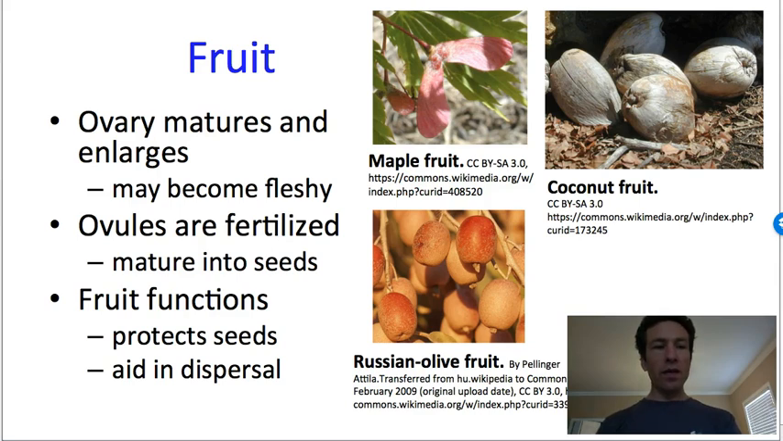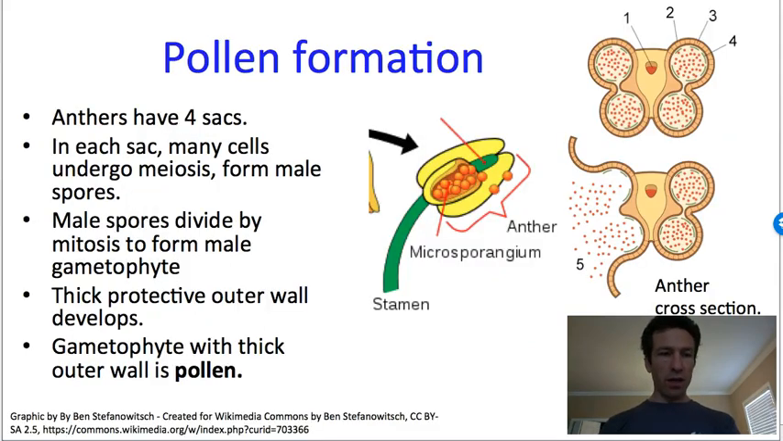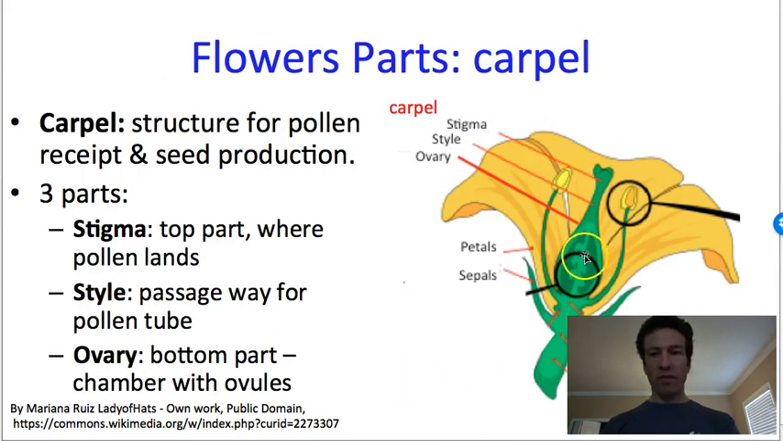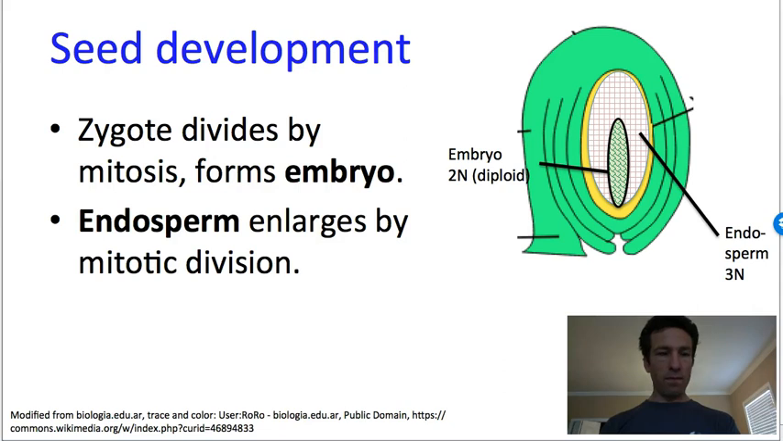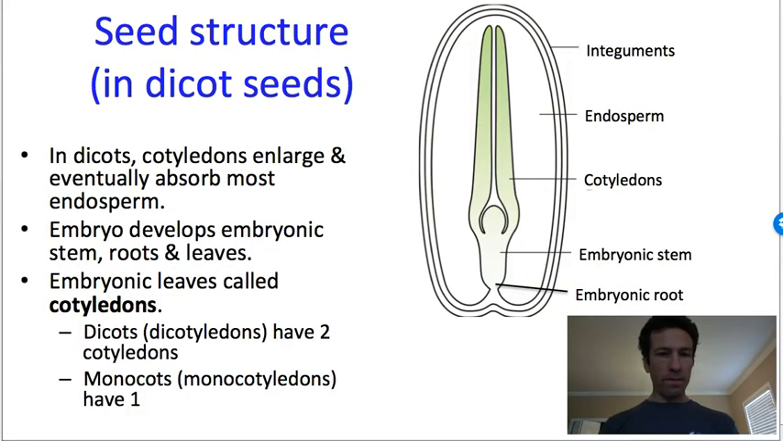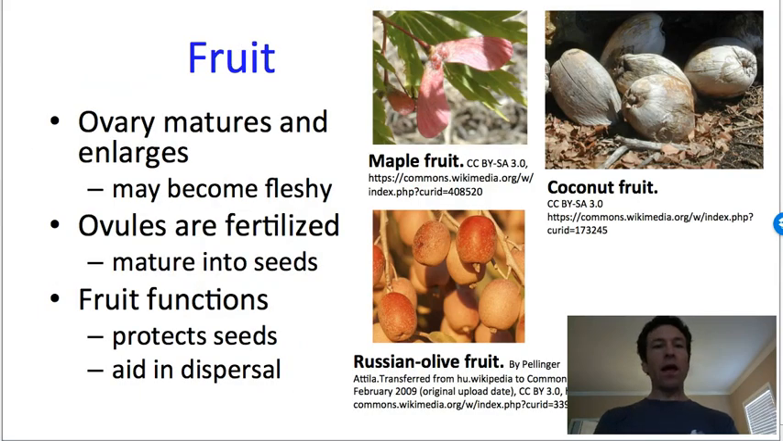While the seed is maturing, the ovary around it is also maturing. So if we come back up to a diagram of the flower, remember the ovule's inside here, and it's developing into a seed. But the entire ovary around the outside here is developing into a fruit. And so the ovary is both going to mature and enlarge.